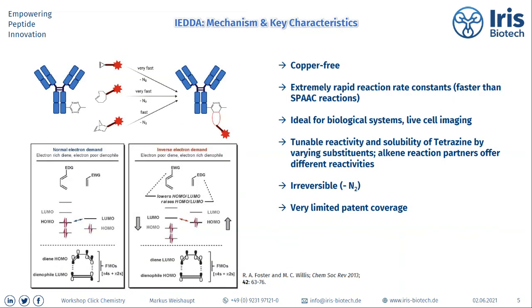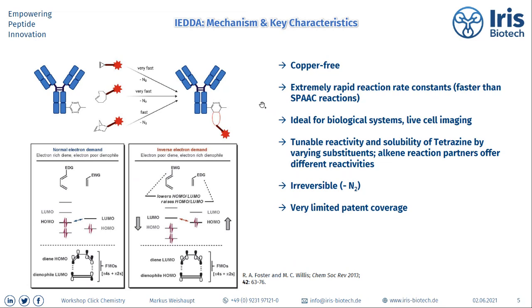So lastly, the third generation of click reaction is an inverse electron demand Diels-Alder reaction between a tetrazine and usually some sort of strained cyclic alkene. Usually trans-cyclooctene is used. So inverse electron demand, what does it mean? A normal Diels-Alder reaction occurs between an electron-rich diene and an electron-poor dienophile. Inverse means that the diene is electron-poor and the dienophile is electron-rich, which of course directly affects which of the frontier molecular orbitals take part in the reaction.